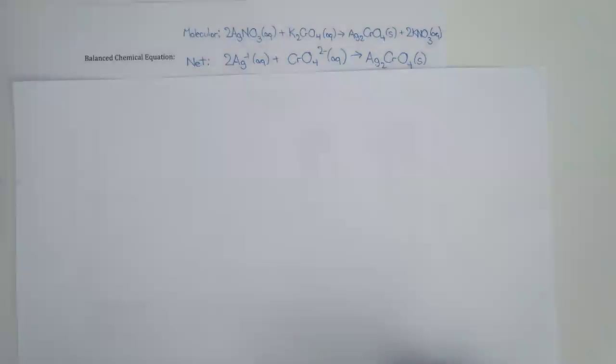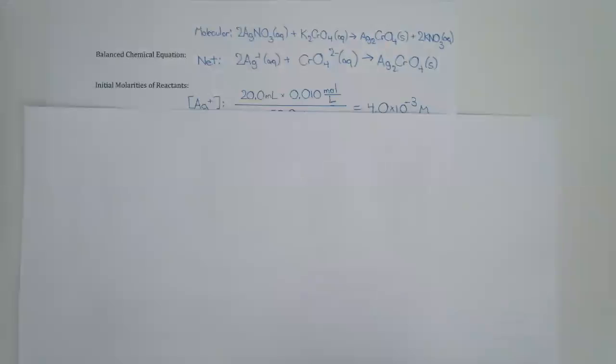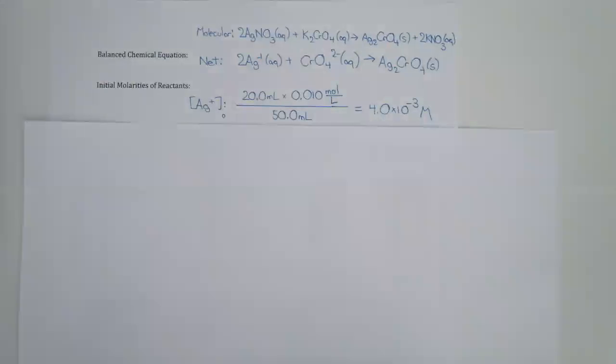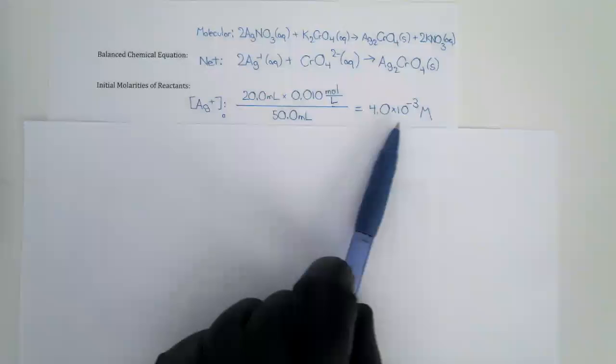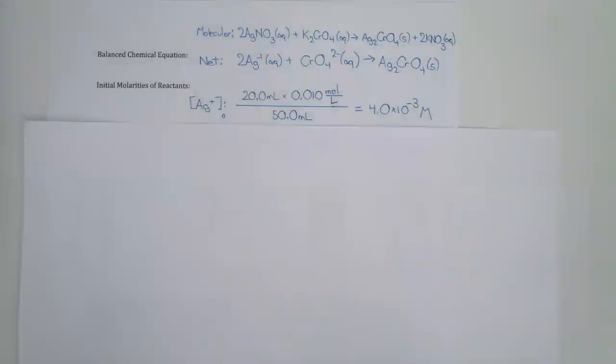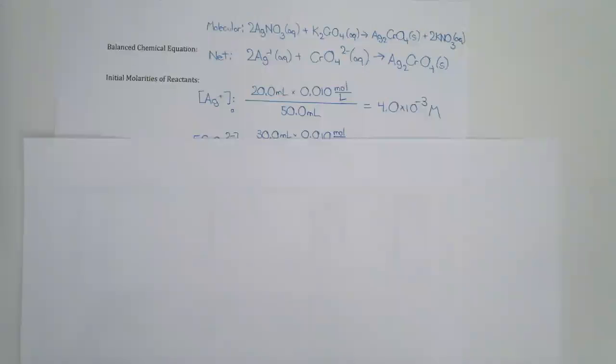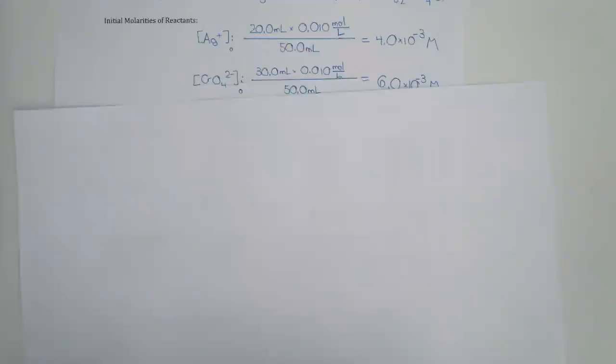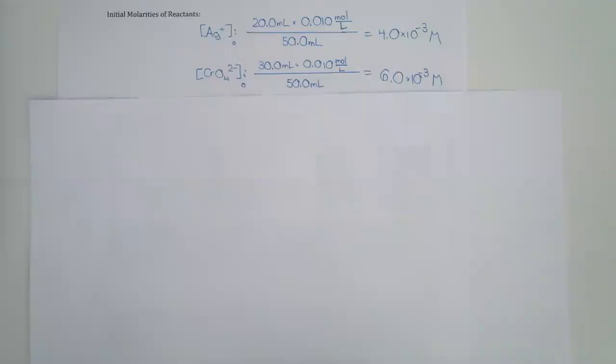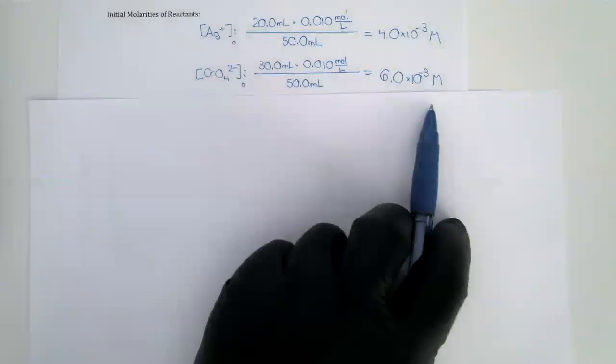Solve now for the initial molarities of Ag plus and CrO4 2 minus ion, which were as follows. Ag plus ion initial concentration is 4.0 times 10 to the minus 3 molar. CrO4 2 minus ion initial concentration is 6.0 times 10 to the minus 3 molar.